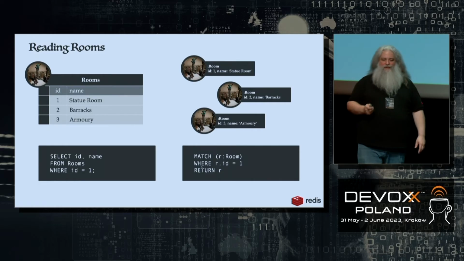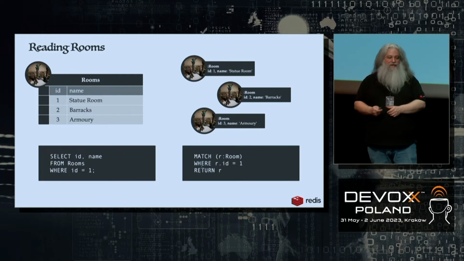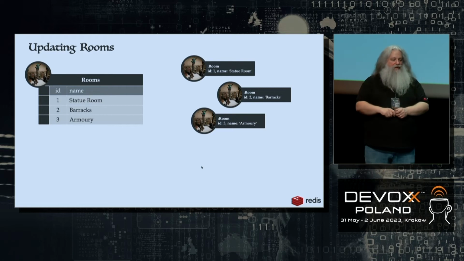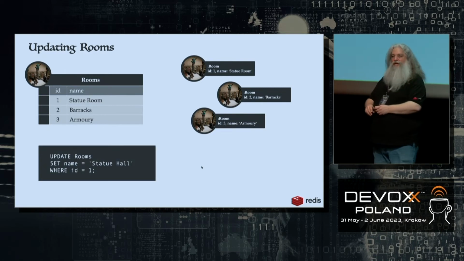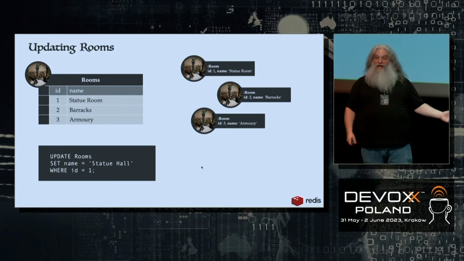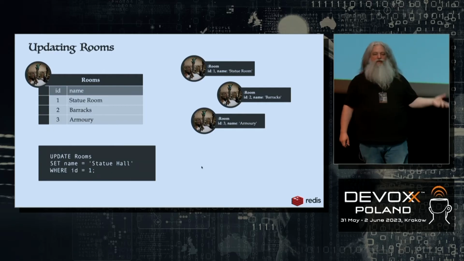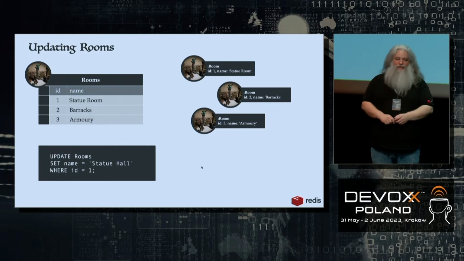And there's something interesting here, and we're going to see it in the next slide, because when we go to update a room, we're going to use the same syntax, but instead of returning it, we're going to do something different. So when it comes time to update a room, my grandma Alice is going to, it's no longer a statue room. She's got some more statues now, so it's a statue hall. And so we want to update the name. So we update the room, set the name to what we want it to be, give it a where clause to filter appropriately, as we do with SQL.